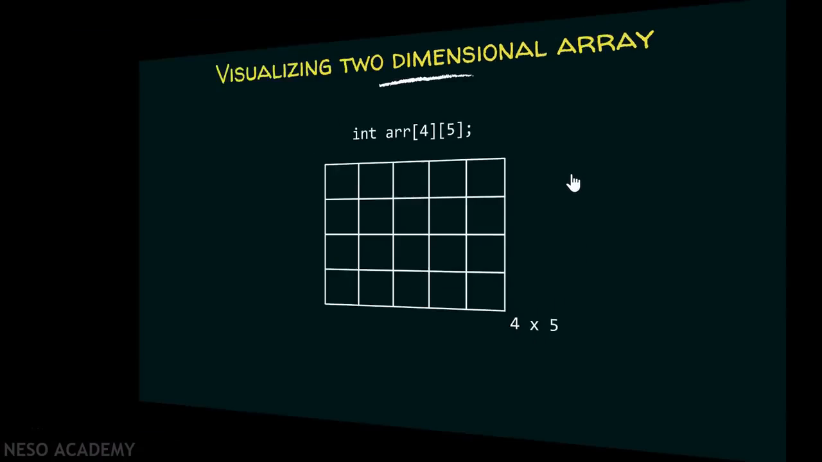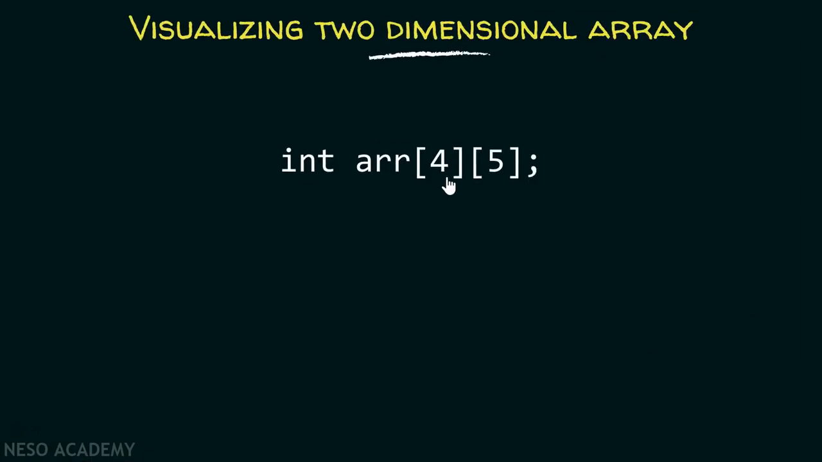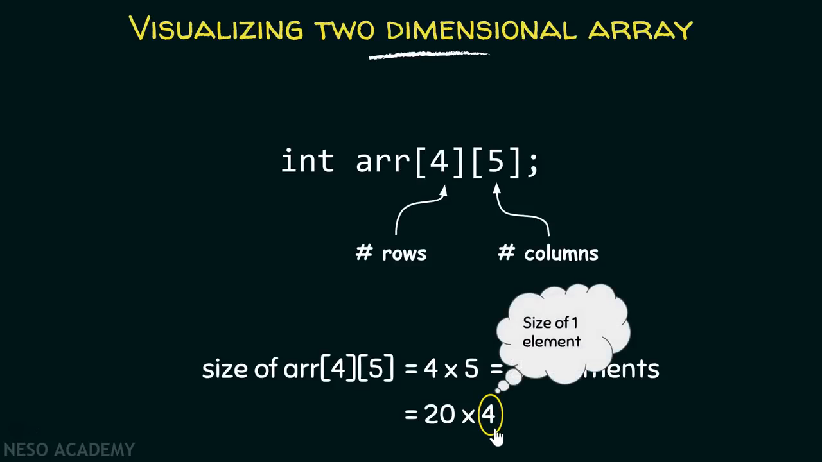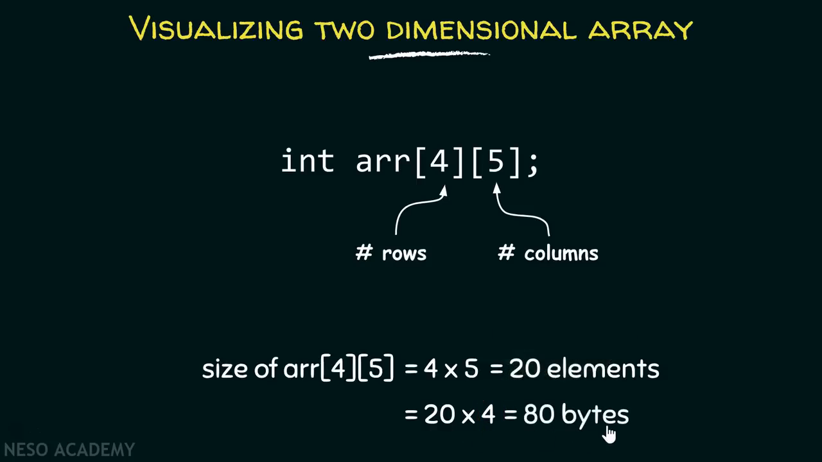So what is the conclusion? This first size means the number of rows and this means the number of columns. Okay? And in order to calculate the size of any two-dimensional array, we have to multiply the number of rows by the number of columns. In this case, we will multiply 4 by 5, which gives me 20. This array is capable of storing 20 elements. And if we want to calculate the size in bytes, we will simply multiply 20 by 4. I'm assuming here that the size of one element is 4 bytes. Therefore, I will multiply this 20 by 4 and it gives me 80 bytes. So the size of this array in bytes is 80.